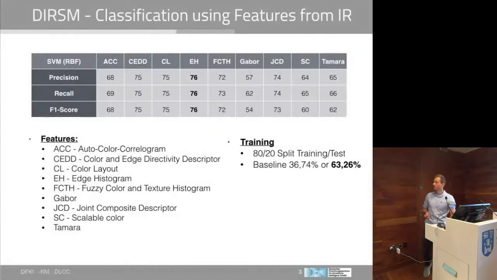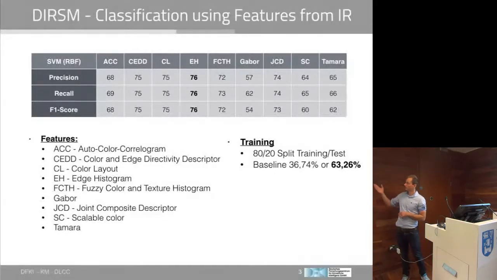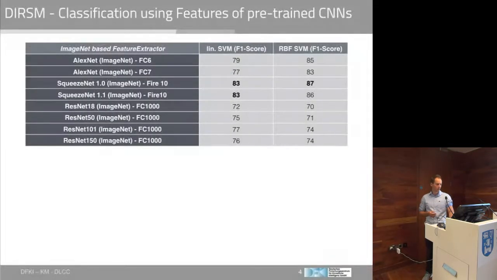So first of all, we trained the provided features here using SVM as a baseline classifier, using an 80-20 split, and you actually see that it's just 15% better than the statistical baseline. So therefore, we extracted features from different models here, all trained on ImageNet, and you see they're actually performing better than the traditional approaches by about 20%.